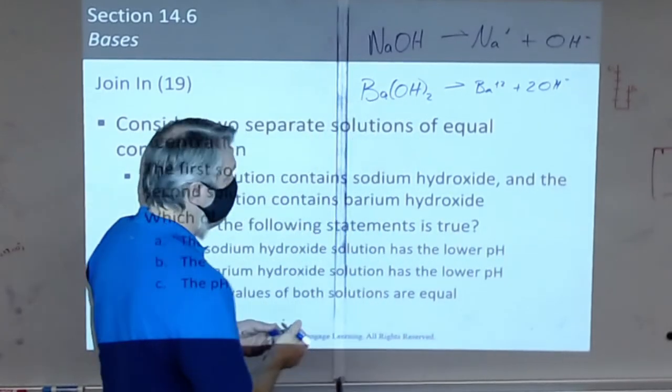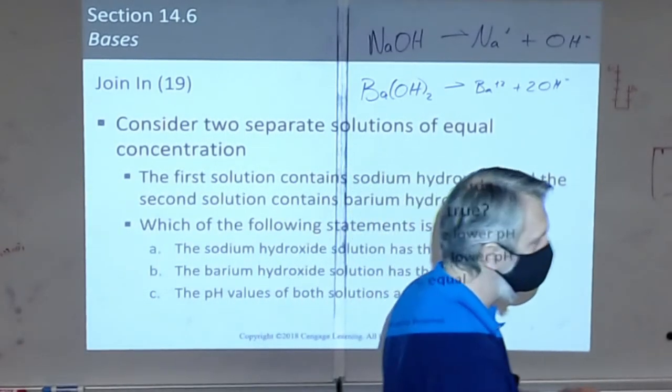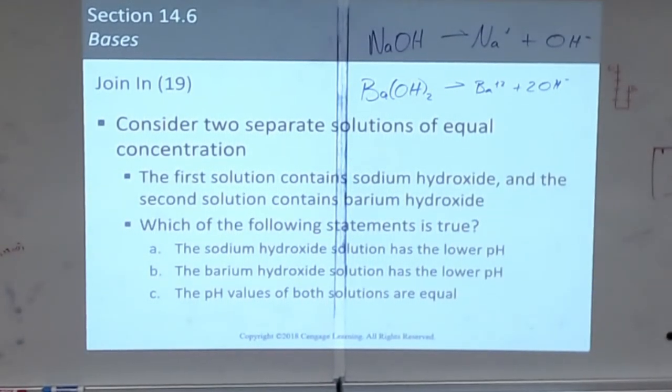All right. So for the same concentration, I'm going to have twice as many hydroxide ions, right? Easy. All right. Which one of these has the lower pH? Sodium hydroxide. Why does sodium hydroxide have the lower pH? Well, because barium has twice as many hydroxides, it's going to push the equation back towards water. So the hydrogen ion concentration is lower.